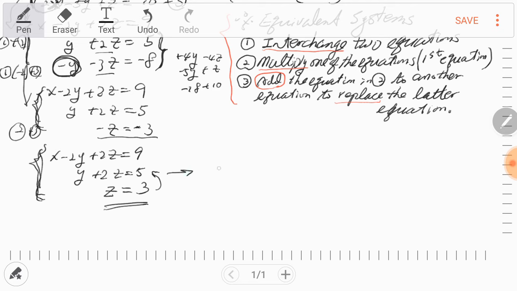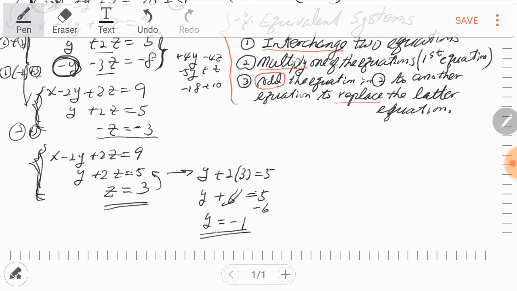So from the second equation, let's plug in the z value. So y plus 2 times z equals 5. Y plus 6 equals 5. Then y equals, subtract 6 from each side, then the y value is negative 1.